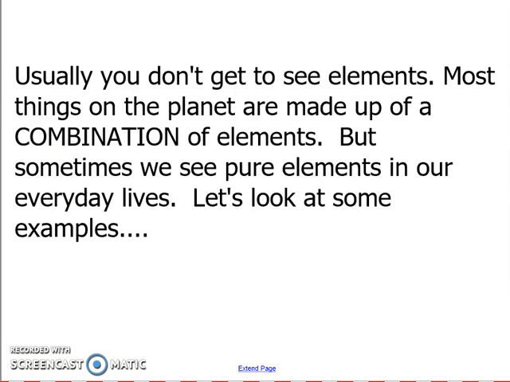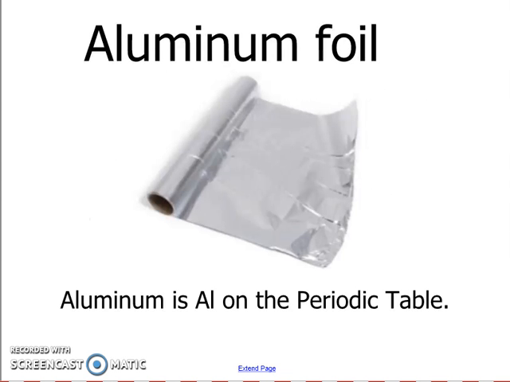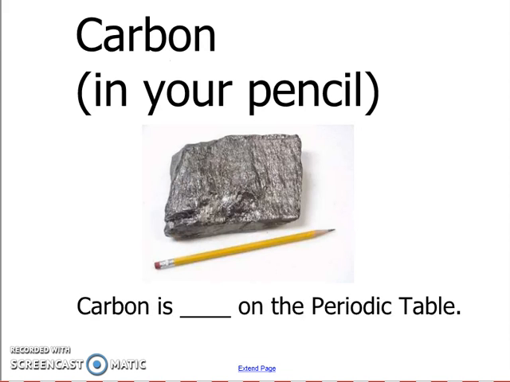So usually we don't get to see elements. A lot of things that we think of in our daily lives are going to be made up of more than one element, but some of them are made up of just one. So let's look at a few of those examples. Aluminum foil. So aluminum is an element on the periodic table. That would be an example of just one element.